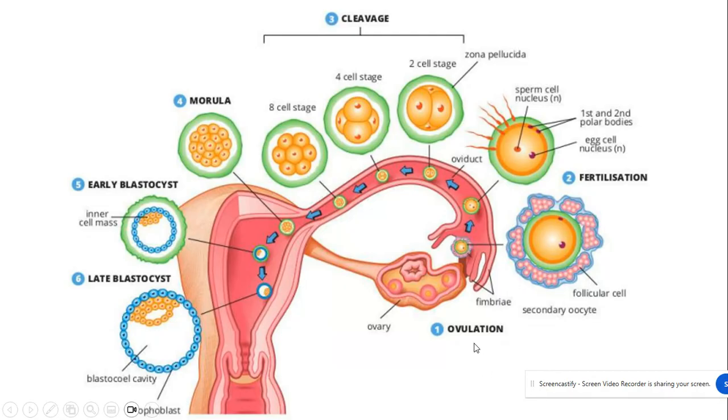So you remember ovulation, right? We have follicular cell. We have fertilization, sperm cell nucleus connects, 2-cell stage, 4-cell stage, 8-cell stage. That is cleavage from 2 to 8. Now we have morula, right? We just discussed 16 to 32 is morula. Early blastocyst, 36-ish plus is early blastocyst.